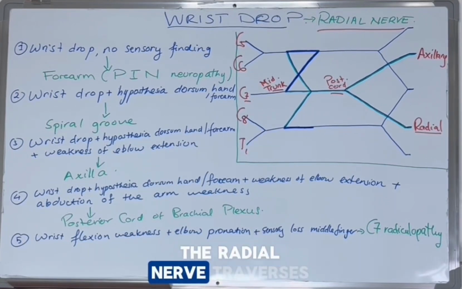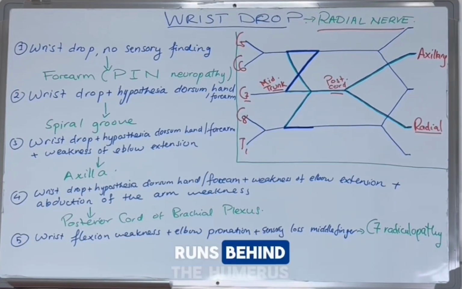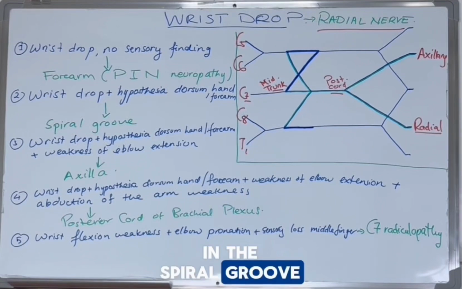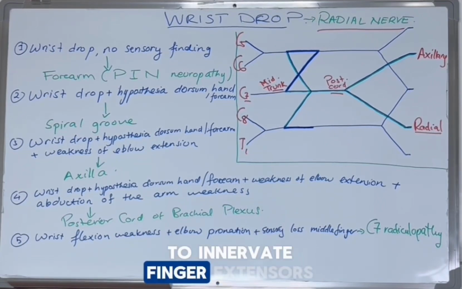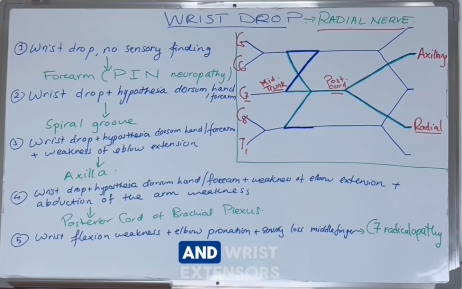The radial nerve traverses the axilla, runs behind the humerus, in the spiral groove, then to the elbow, finally to innervate finger extensors and wrist extensors. So now let's try to localize a wrist drop.